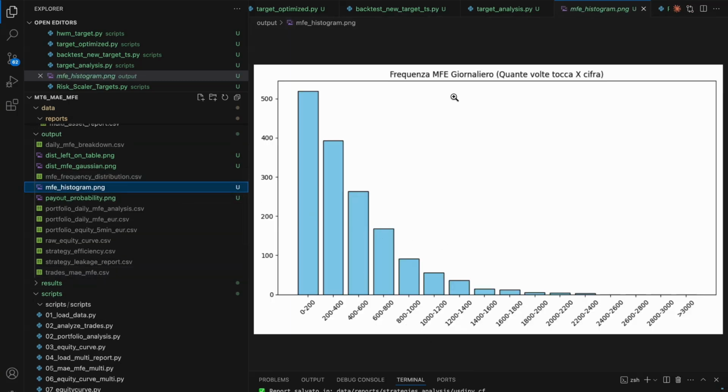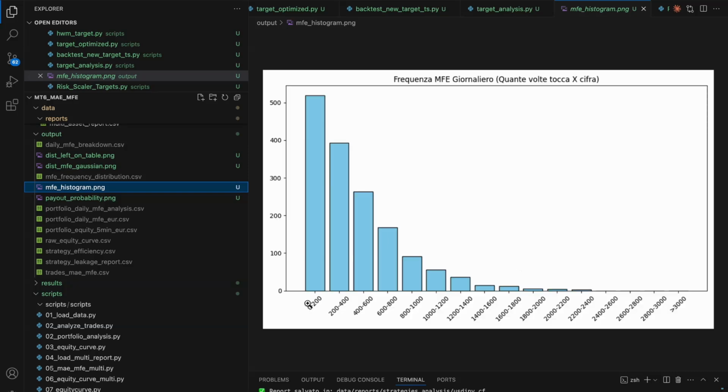This is based on daily MFE. Okay, so it's how many times it's going to touch a certain amount of currency. For example, here we got 0 to 200, and it touched that amount 500 times. Okay, and we have around 1,500 days. So 1,500 trading days, because it's over 6 years of time, and it's counting only the trading days. But why is this useful?